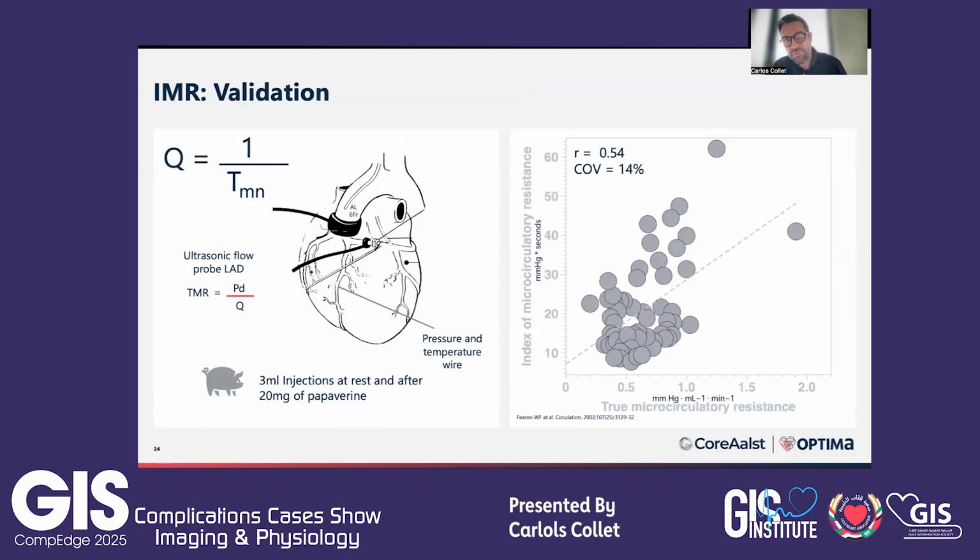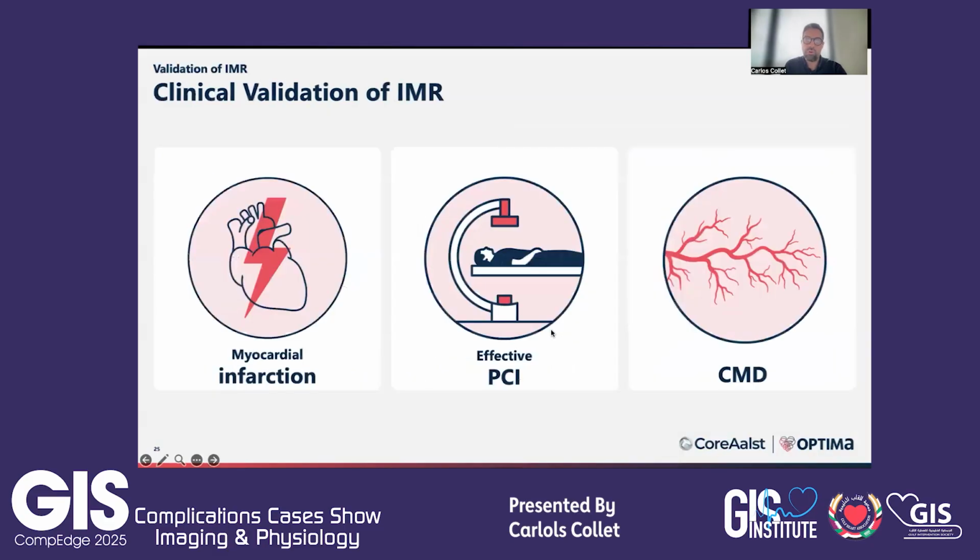Well, here we have then the validation of IMR. And IMR, again, is the index of microvascular resistance, which looks at how is the resistance of that microcirculation that will basically modulate the flow. And this is the first validation study, the animal model showing the true resistance here in the horizontal axis and the IMR in the vertical axis. And you see here there is a moderate correlation.